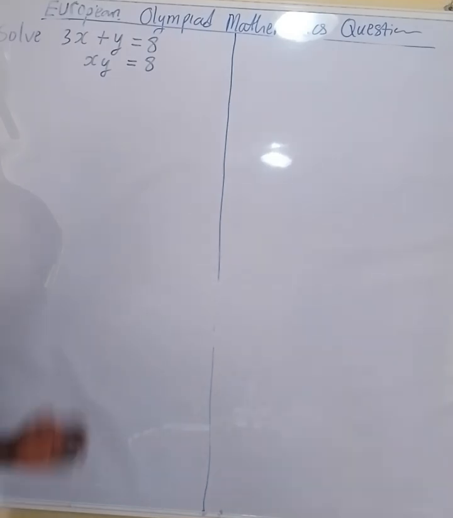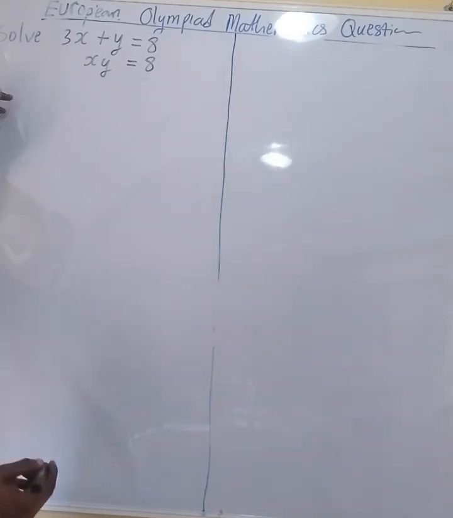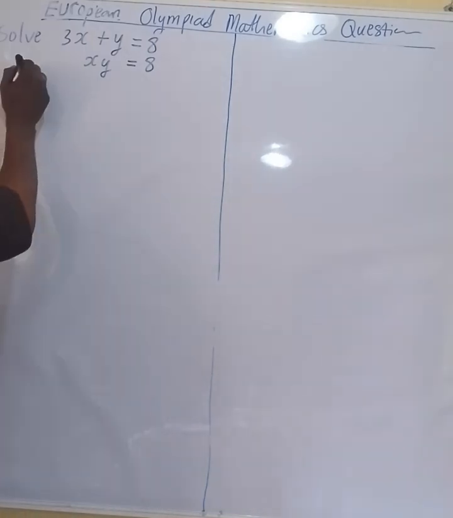This morning we are going to solve a European Olympiad Mathematics question. The question says solve 3x + y = 8 and xy = 8. Now, solution.